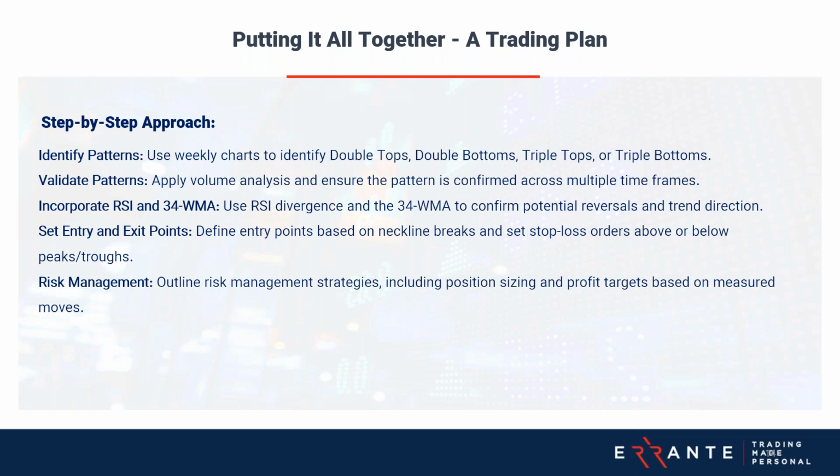And now let's talk about setting your entry and exit points. Entry points should be based on a clear break of the neckline confirmed by increased volume, or confirmation from the momentum oscillators. For example, in a double bottom, you would enter a long position once the price breaks above the neckline, signaling the beginning of a potential uptrend. Conversely, you want the confirmation from the moving averages, maybe trend lines as a dynamic support and resistance level, and also further confirmation from the momentum oscillators.